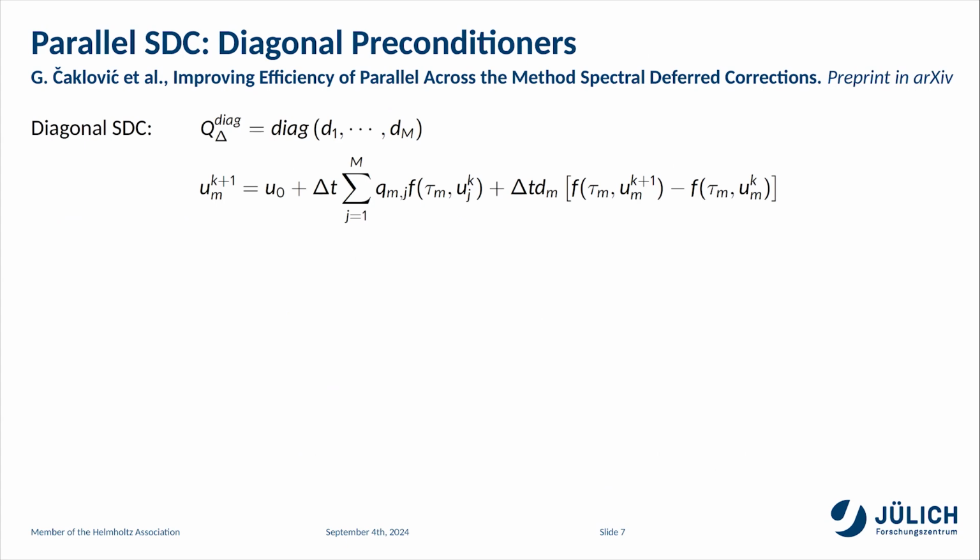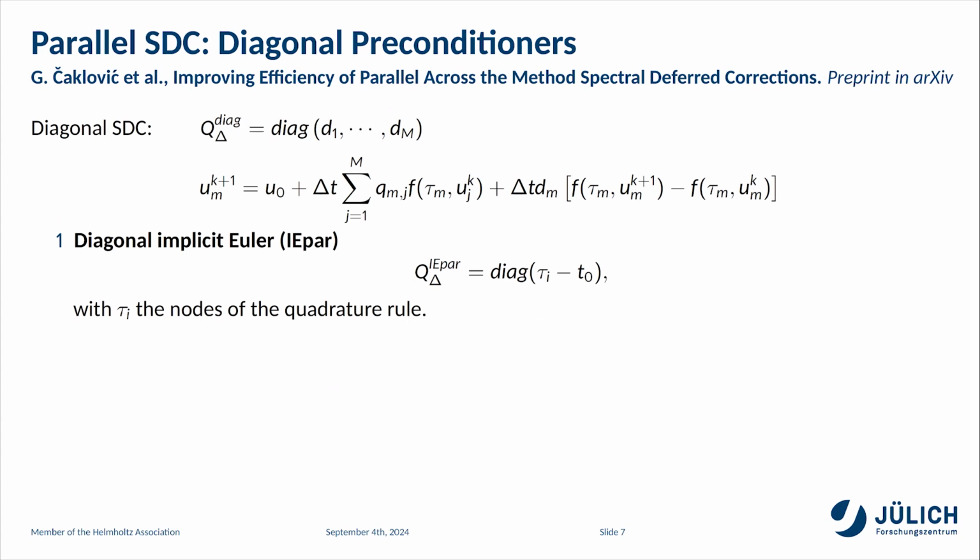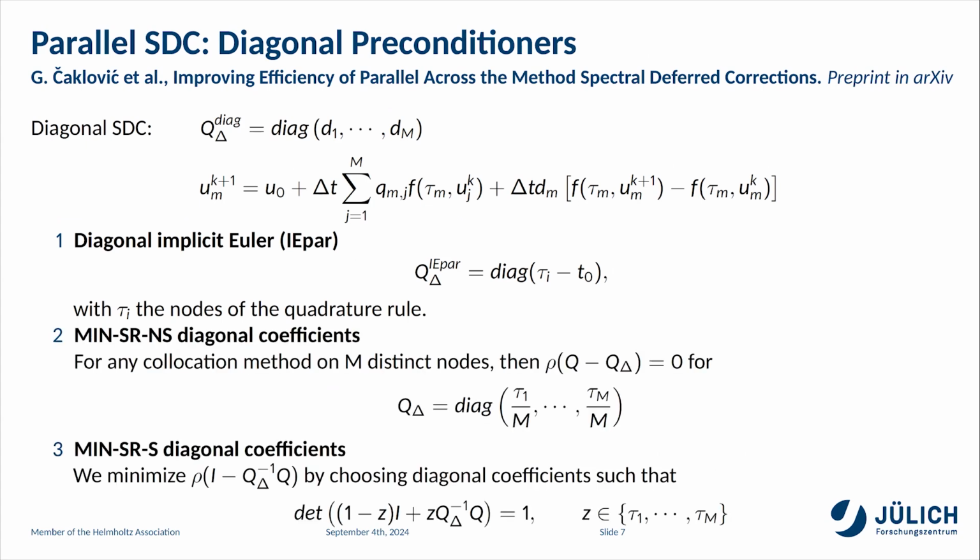As examples of diagonal preconditioners, we have the diagonal implicit Euler, which is the simplest one. It is made of the nodes, where we just subtract the initial time. For other preconditioners, there is the preconditioner based on the minimization of the spectral radius, and we have two of them, one for non-stiff problems and one for stiff problems. For more information about the diagonal preconditioners, I refer to the paper by Gayatri Čaklović. It is still a preprint, but you can find it on arXiv.